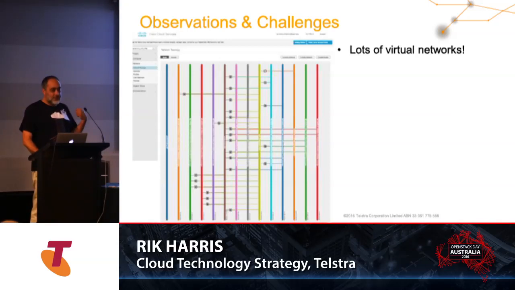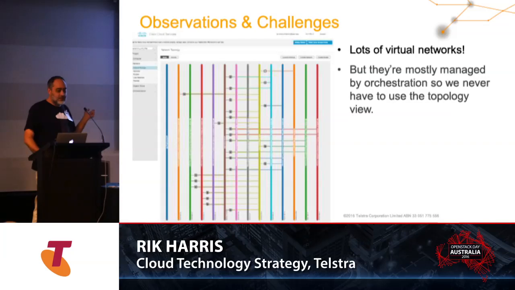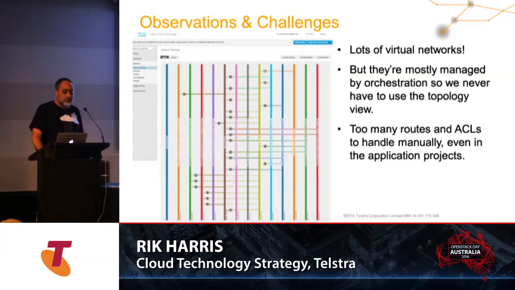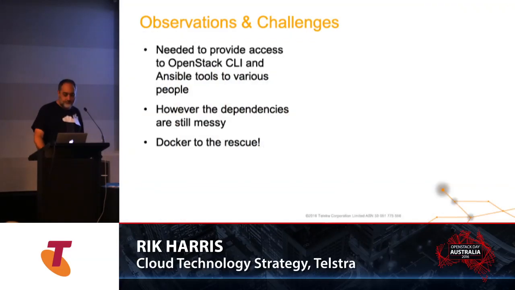Another slight challenge is we created lots of networks and we continue to create lots of networks. It's a good thing we don't have to use the Horizon console to manage these things. They're all pretty well managed through the orchestration, and so we don't really ever have to go into this view. It's kind of useless. But it also meant there are too many routes and too many ACLs to manage manually, and so we had to code the automation of those. And this is even for the application environment, where it's a relatively fixed environment, but there's still quite a lot of different networks and configurations, and we need to make sure that the security is locked down properly.